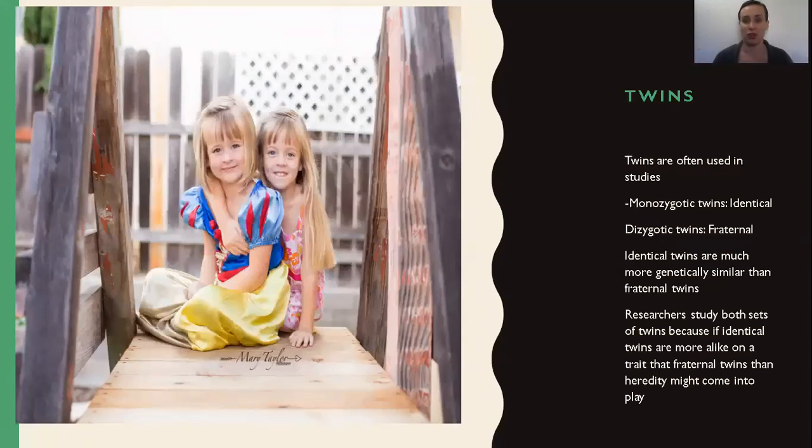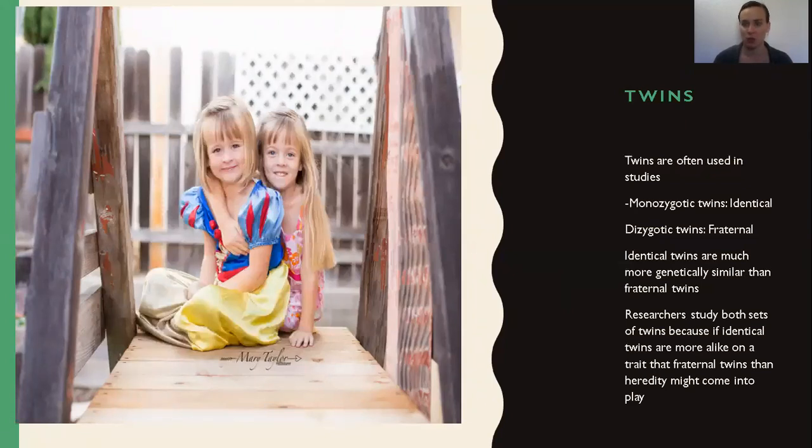There are a couple of subtle differences or subcategories within identical and fraternal twins, but that's less important. What we're really looking for is that identical twins are much more genetically similar than fraternal twins, because they're monozygotic and they started as one egg that was fertilized and then split. We have a lot more information about whether things can be attributed to genetics or to environment. So researchers study both sets of twins, because if an identical twin is more alike than a fraternal twin set in a trait like math ability or soccer ability, then heredity might come into play. That's why researchers want twins.